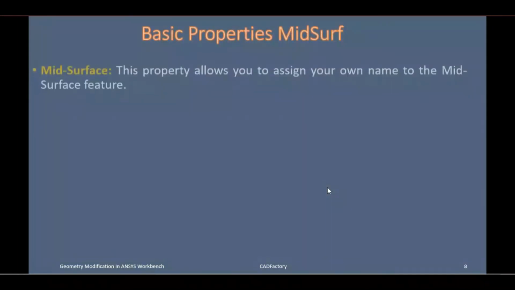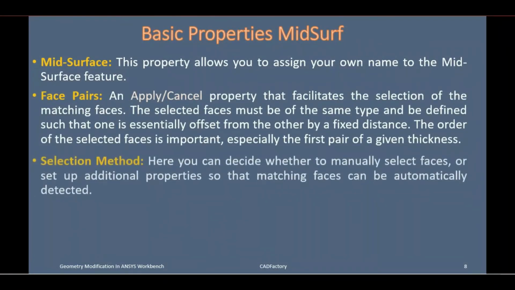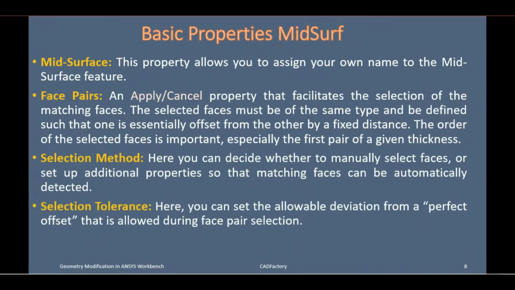Here we have to learn these properties one by one: what is the function of each property, and how it acts when we give the input. The first property is mid surface. This property allows you to assign your own name to the mid surface feature. There is a default name like Mid Surf, and instead you can assign your own name. It is like renaming the mid surface feature.